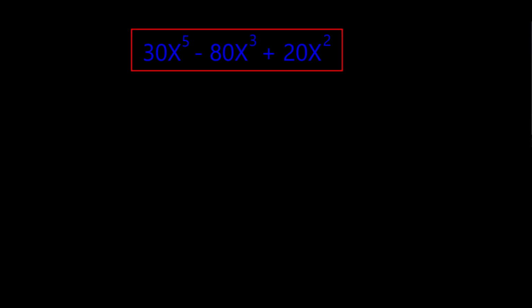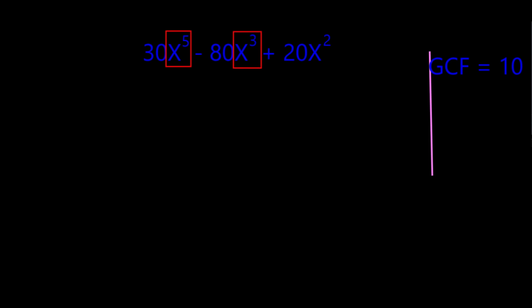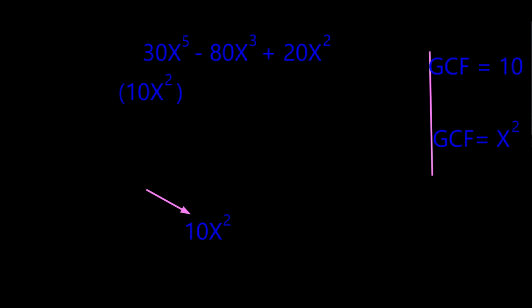Let's factor out this equation. The GCF of 30, minus 80, and 20 is 10. The GCF of the x terms is x raised to the power of 2. So the GCF is 10x squared. We write 10x squared below all the terms from the equation. We leave an open bracket beside 10x squared because we will be multiplying a term by 10x squared to get the above minus 80x cubed.